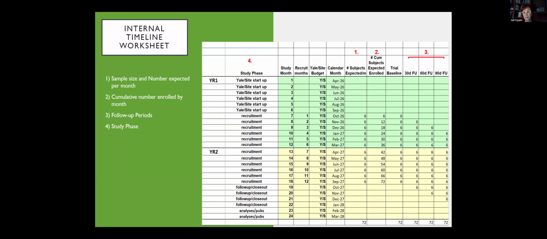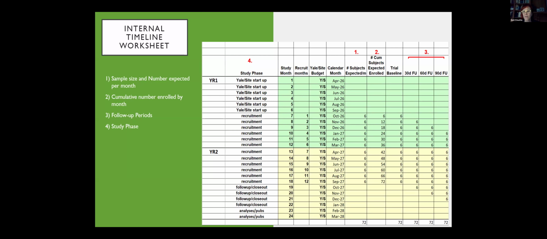And so this helps populate the amount. So for example, you started and you said, okay, I've got 72 people and I'm starting on month 7. That's October of 26. I'm going to enroll 6 people now. That's my cumulative amount at baseline. And then the next month in November, I'm enrolling 6 more. So that's 12 people. I have 6 at baseline, I have 6 at 30-day. And next you can see I enroll 6 more.